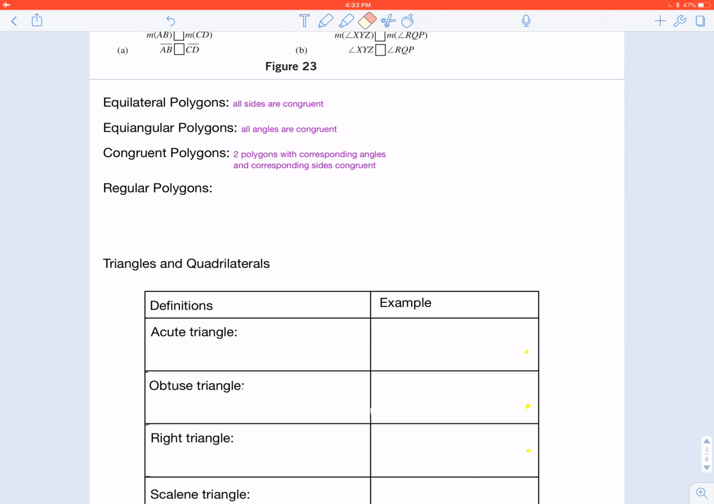Congruent polygons, this is where I have two polygons where the corresponding angles and the corresponding sides are all congruent to each other. And then lastly, regular polygons. This is going to be a polygon that is both equilateral and equiangular.